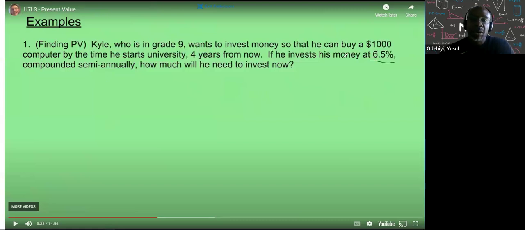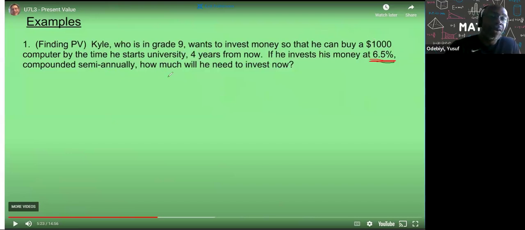Okay, so if he invests his money in some kind of account, maybe it's a savings account. No, most likely it's not a savings account. It's probably going to be some kind of mutual fund account. You guys will learn about that as you get older. Mutual fund account or some kind of account that's going to give him 6.5% compounded semi-annually, right? How much would he need to invest now in order to get $1,000 in the future?